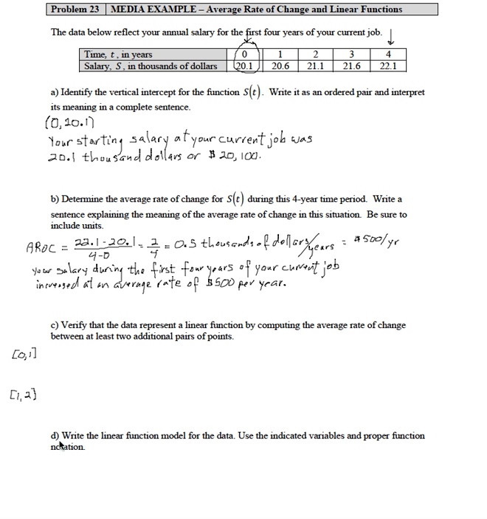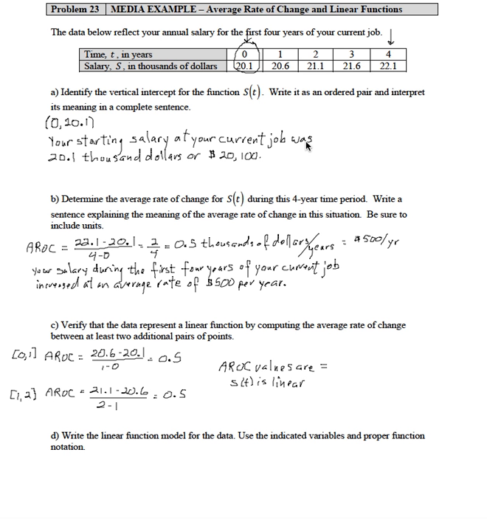So the computations then on the interval from 0 to 1, we're going to take the difference in the outputs, 20.6 minus 20.1 over 1 minus 0. If we compute, we get 0.5. On the interval from 1 to 2, 21.1 minus 20.6 is the difference in outputs over 2 minus 1, the difference in inputs, also gives us 0.5.